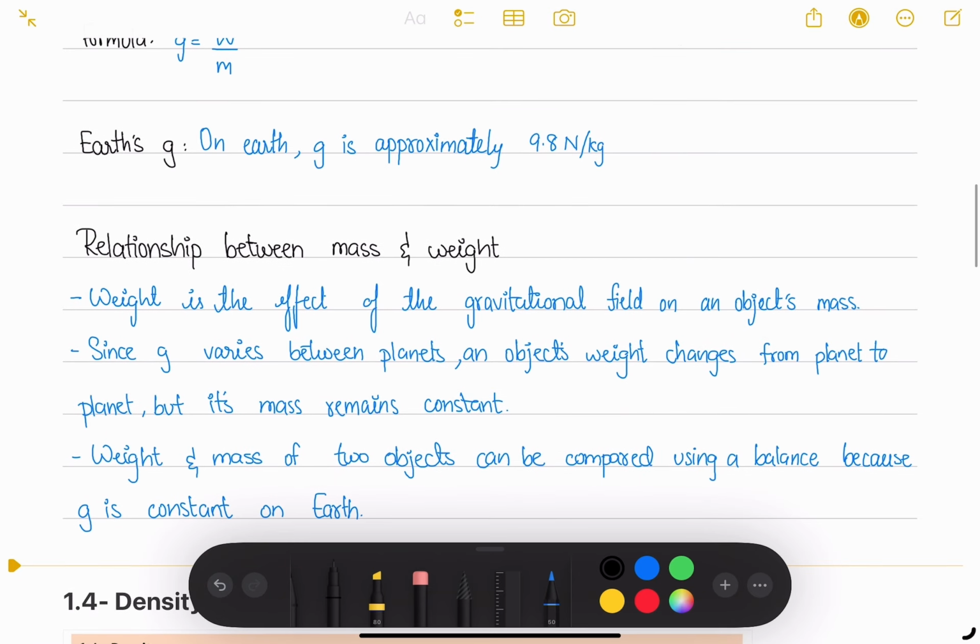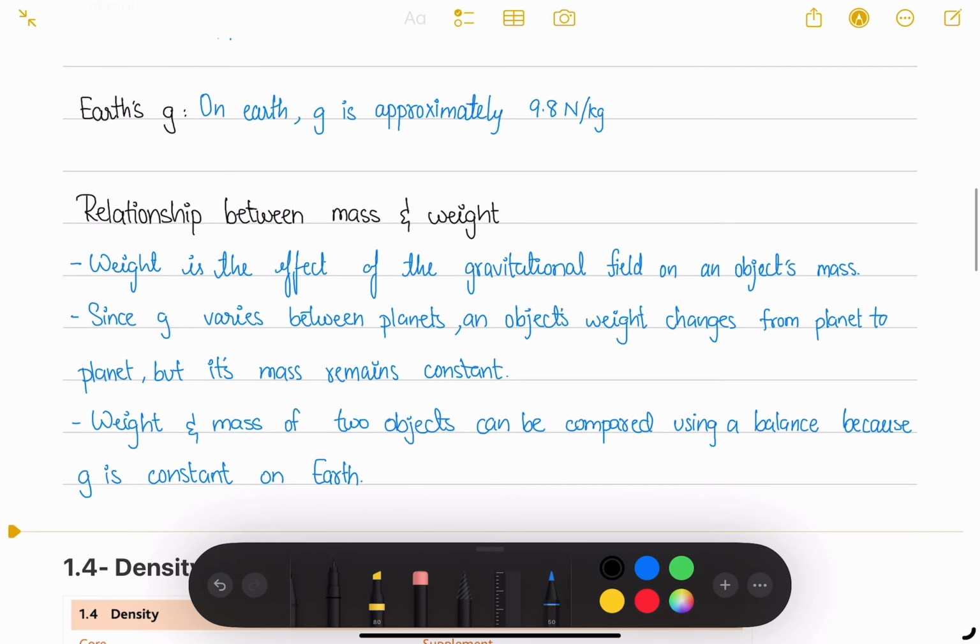So for example, an object with a mass of 1 kg has a weight of 9.8 newton on Earth, and on the moon it will have the same mass of 1 kg, but the weight of the object on the moon would become 1.6 newton, because the gravitational field strength on the moon is 1.6 newton per kg. You don't have to know the gravitational field strength on the moon, but I was just giving an example.